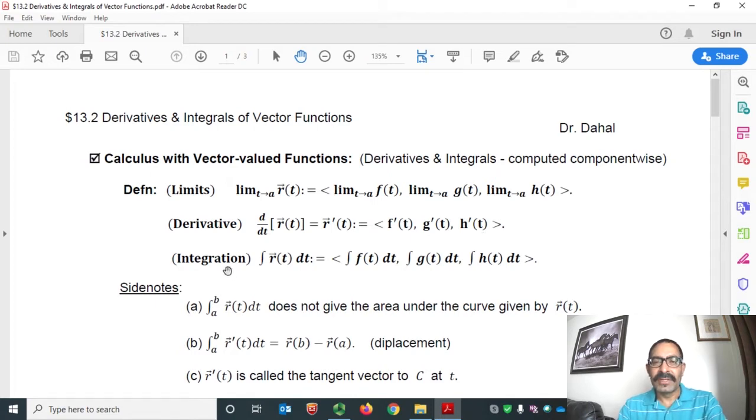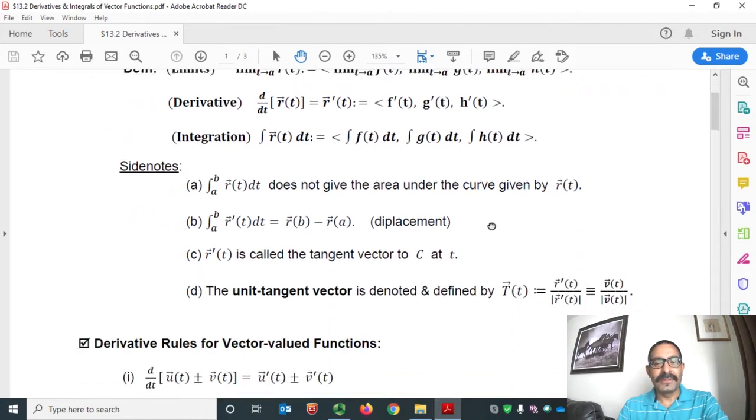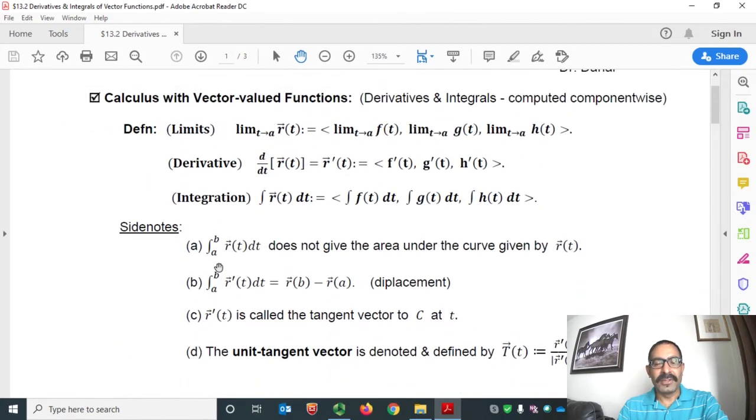Similarly, we integrate the vector functions component wise. So the integral of r(t) becomes the integral of f(t), the first component, the integral of the second component g(t), the integral of the third component h(t). I hope this makes sense to you all. A quick side note: the definite integral from a to b of r(t) does not give the area under the curve given by r(t), but in Calculus 1, the definite integral of f(x) gives us the area under the graph of y equals f(x) above the x-axis bounded between x equals a and b.